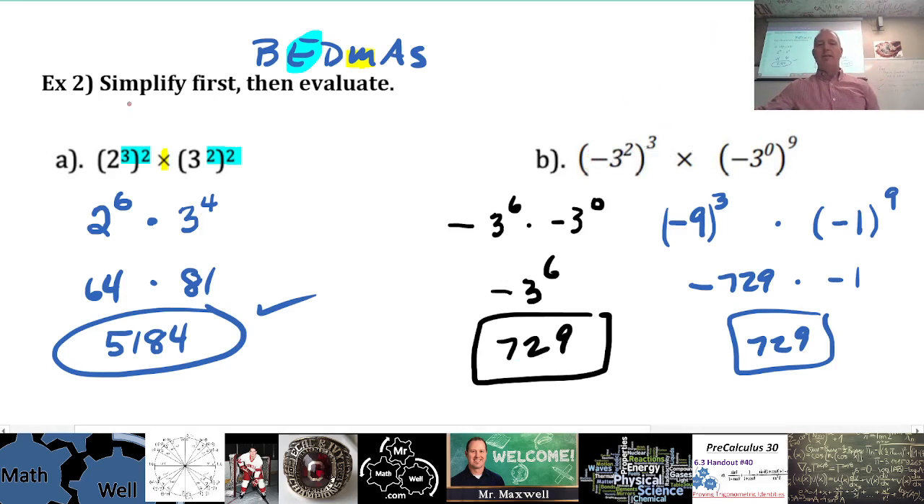If you're evaluating, it says simplify, then evaluate. But if you were to evaluate first, notice that this is actually a negative 9, and then to the power of 3. And this is actually negative 1 to the power of 9. So this is another way you can do it. This is not simplifying first, but that's another way you can look at that. It should give you the same answer. All right, any questions about this?